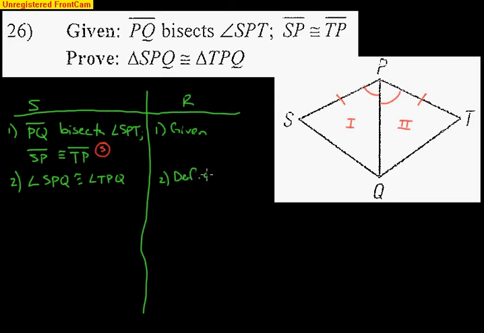Definition of an angle bisector. And there is a pair of angles. Okay, so now we have a pair of sides. We have a pair of angles. Now let's look at the picture again and see that they touch. They share that side. They share PQ. PQ is congruent to itself. It's the reflexive property.